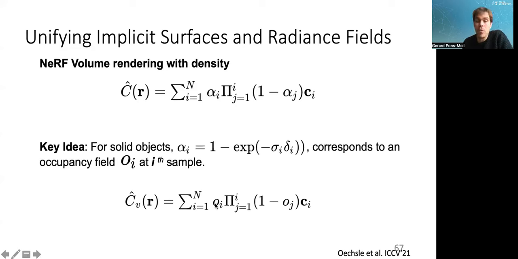And again, the interpretation of this is similar to before. o_i is telling you the probability of this point being occupied, and this product here, 1 minus o_j, tells you the probability that I haven't hit any surface point along the ray. So that's why you have this product of the probability that I terminate here and the probability that I haven't been occluded before. And now, because we have a solid surface, this volume rendering equation turns into this simpler equation based on occupancies.